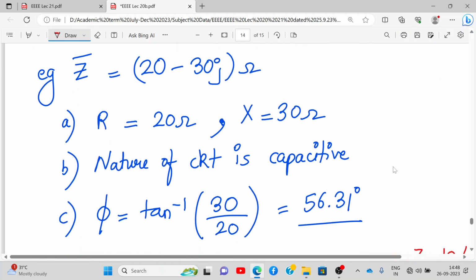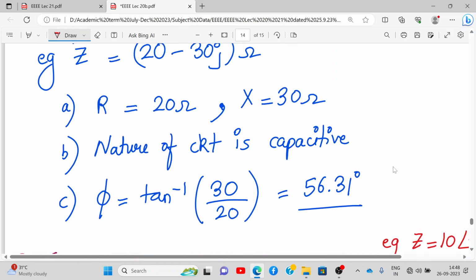So take this example and note it down. This will help you out. Note it down, even if you know it. Z bar is 20 minus J30. So R will be directly 20 ohm. You should be able to identify it. X will be 30. Nature of the circuit is capacitive. How? Because the imaginary part is negative. And phi will be tan inverse of imaginary part upon real part. So this much information you should already have in your hands just by looking at Z.